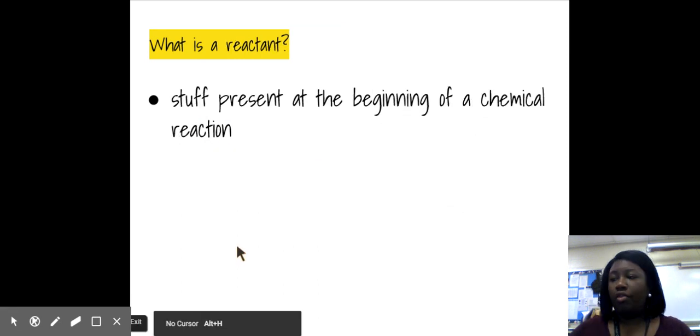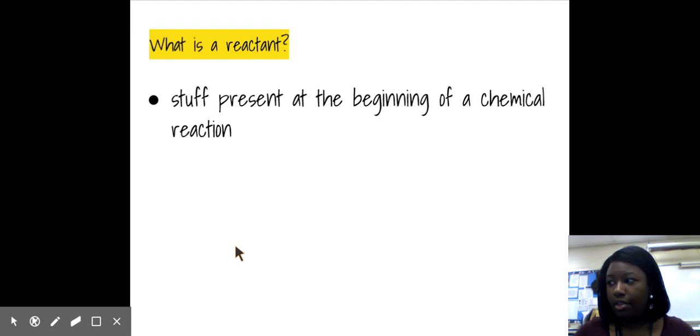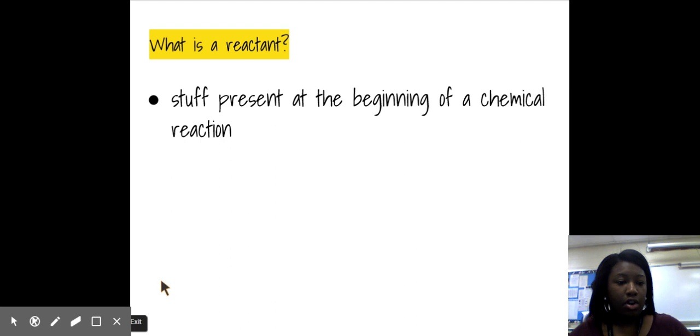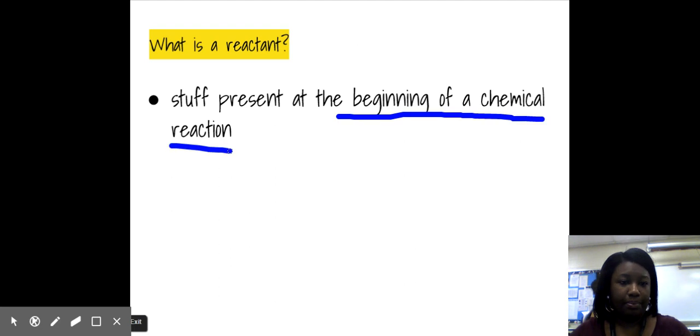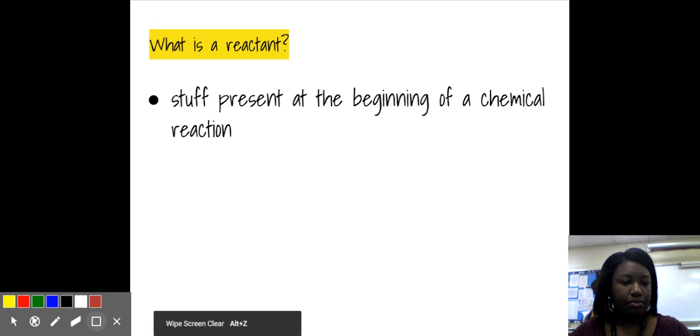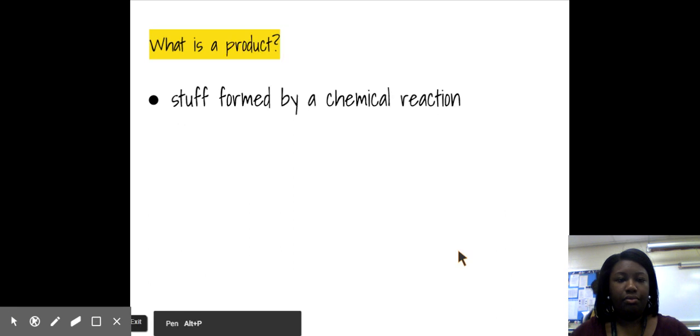So, a reactant is the stuff that we start off with. So, if you have vinegar and baking soda, and those are the two things that I have, right? They're both reactants. They're both going to start at the beginning of a reaction, and then I mix these together. So, they are things at the beginning of a chemical reaction. And these mix together to create a product.